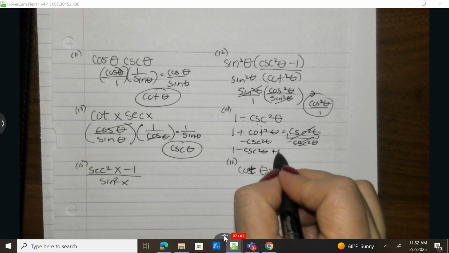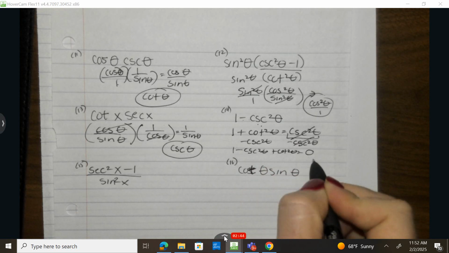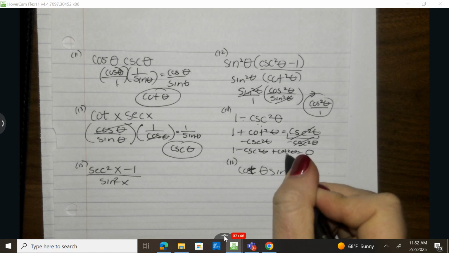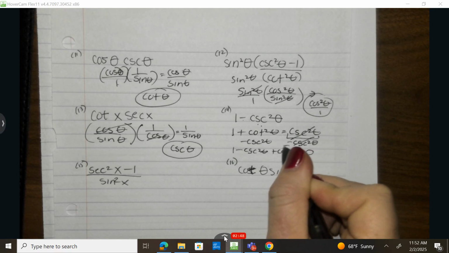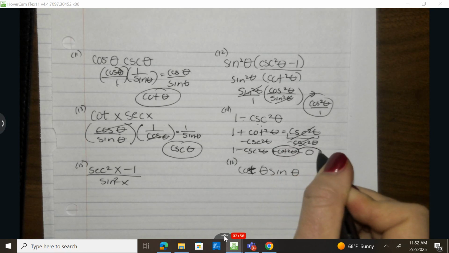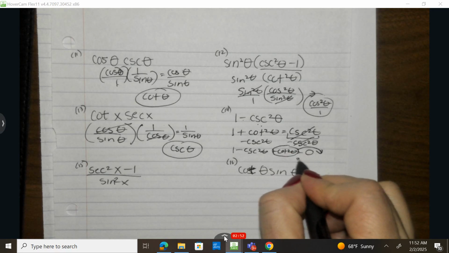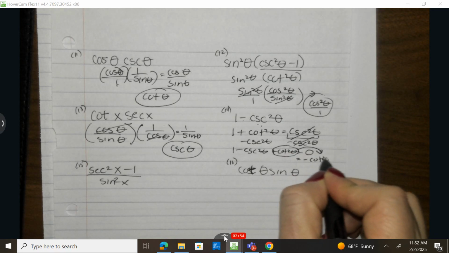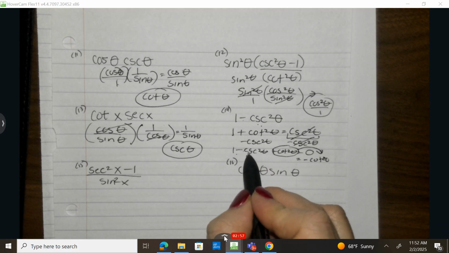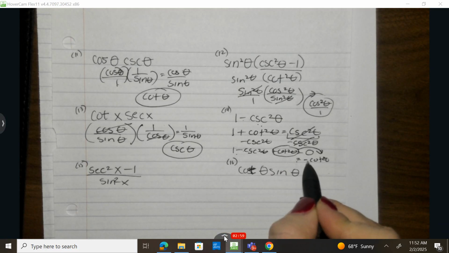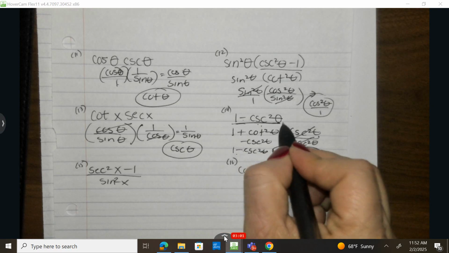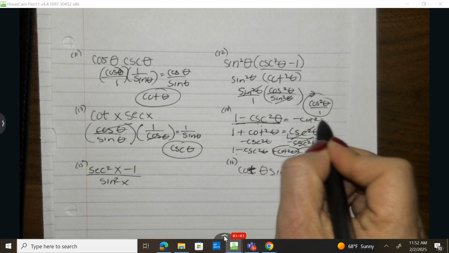Now, I still have cotangent on the left. There's nothing on the right, but I still have a cotangent squared theta on the left. So let's take that cotangent squared theta and move it to the right. It's currently positive, so when it moves to the other side, it becomes negative. Now, 1 minus cosecant squared theta is equal to negative cotangent squared theta. So this is equal to negative cotangent squared theta.